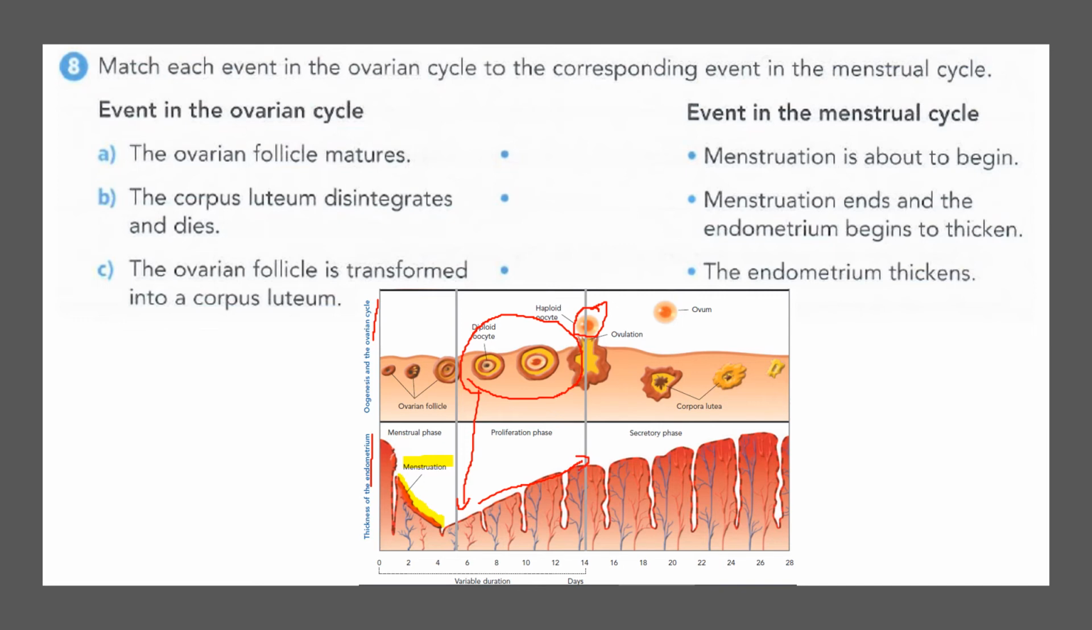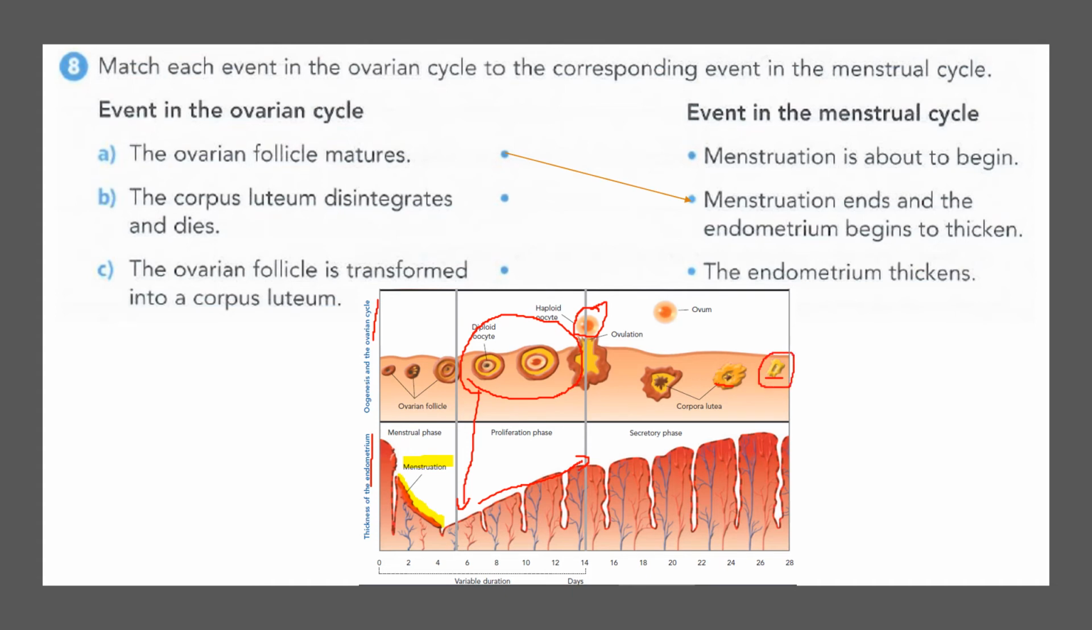Yes, right. So the maturation of the ovarian follicle starts just after the menstruation finishes and when the endometrium starts to thicken. Okay, so this one is going to be: menstruation ends and the endometrium begins to thicken. B. The corpus luteum disintegrates and dies. So here I have the corpus luteum disintegrates and dies. What happens just after this? After the corpus luteum disintegrates and dies.